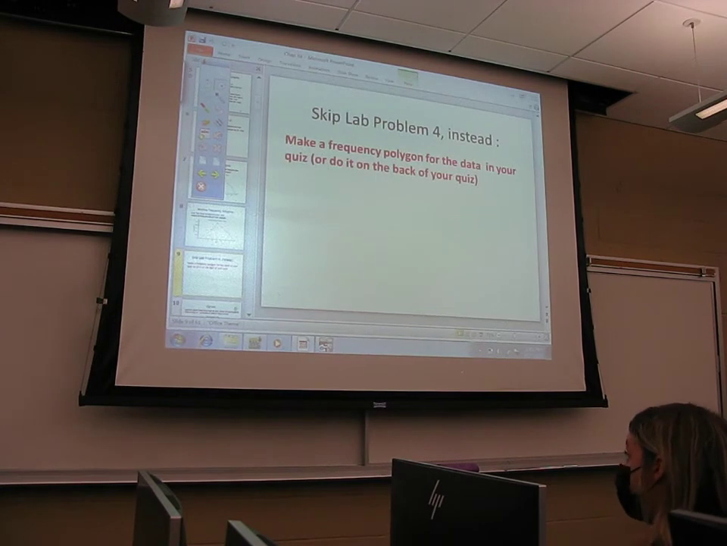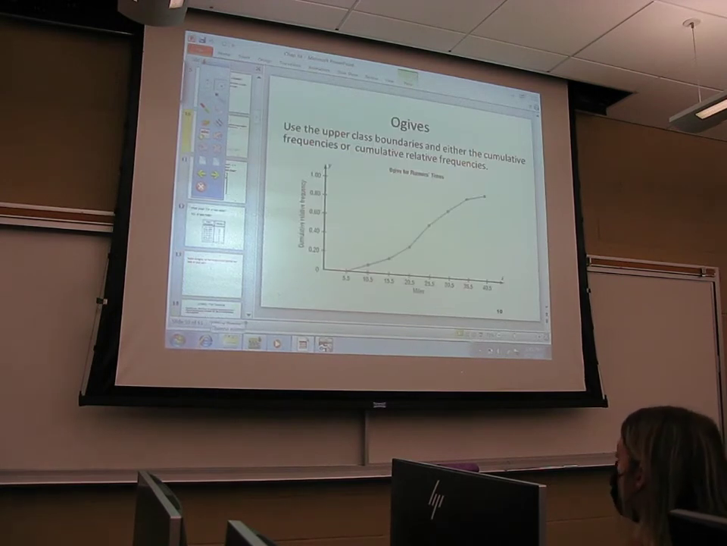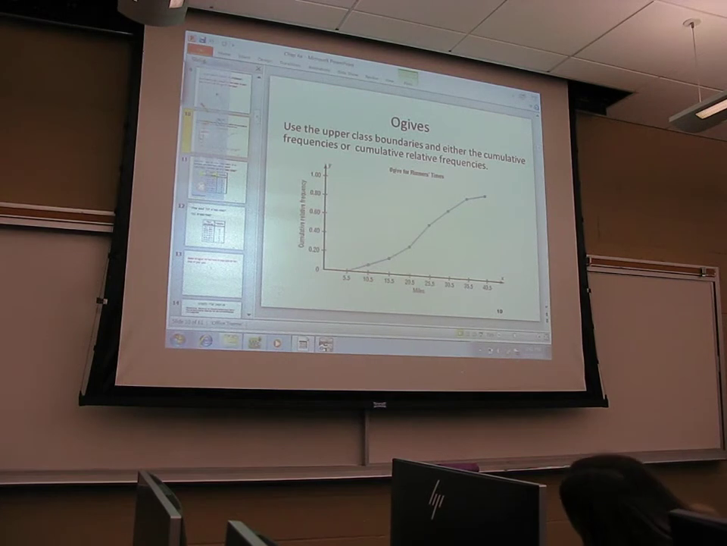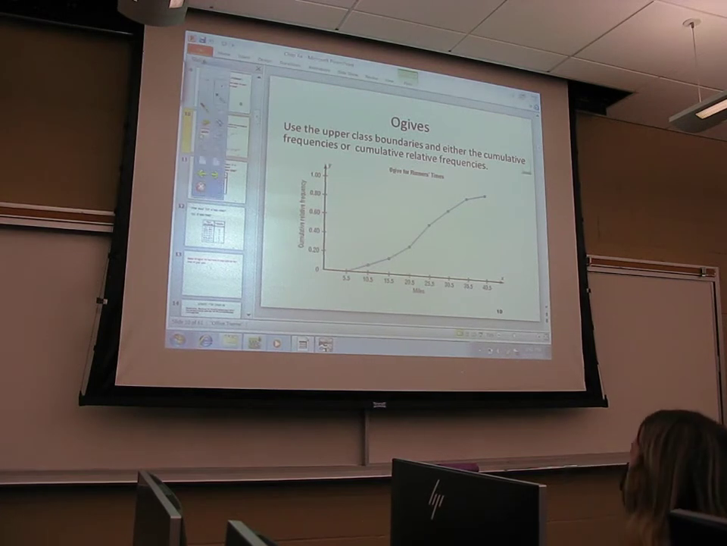All right, next. Ogives. These use the upper boundaries and either the cumulative frequencies or cumulative relative frequencies. Why is that?